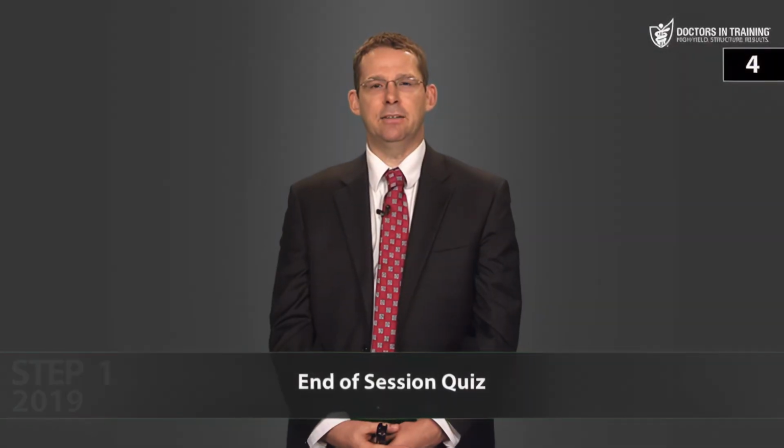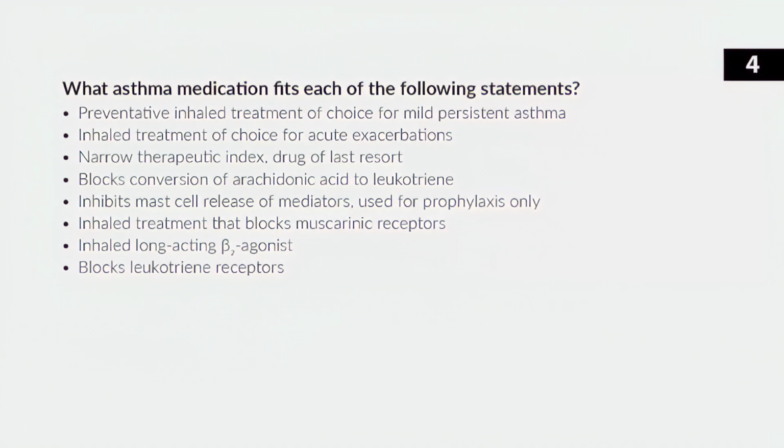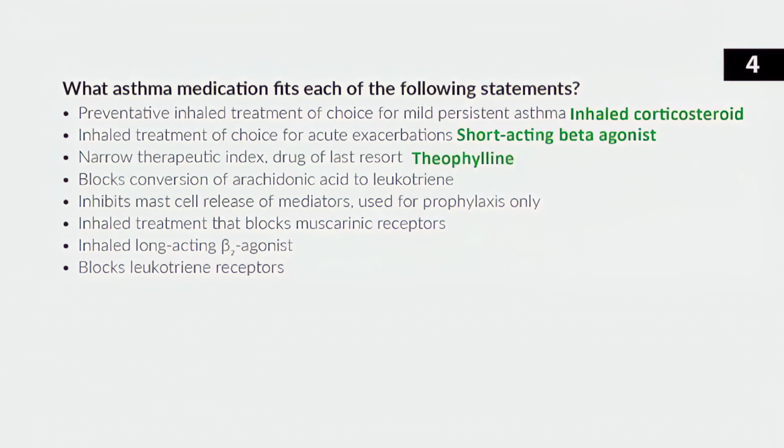What asthma medication fits each of the following statements? Preventive medicine of choice for mild persistent asthma. Inhaled corticosteroid. Inhaled treatment of choice for acute exacerbations. A short-acting beta agonist. A medicine that has a narrow therapeutic index and it's the drug of last resort. Theophylline. Blocks conversion of arachidonic acid to leukotriene.